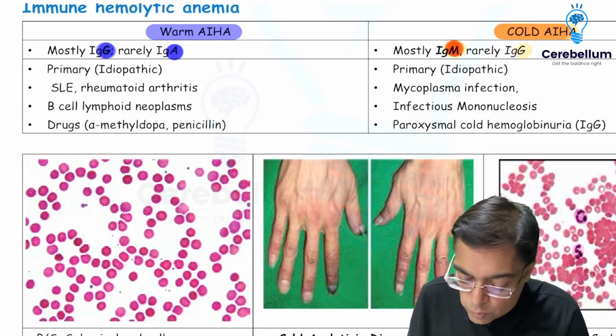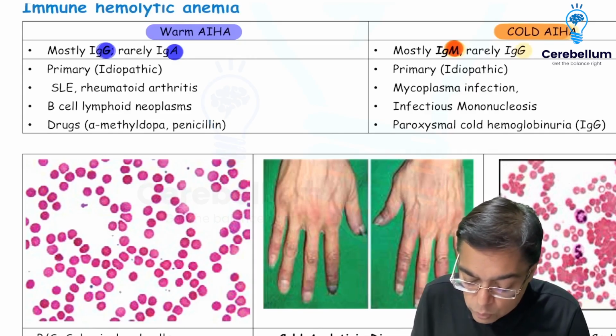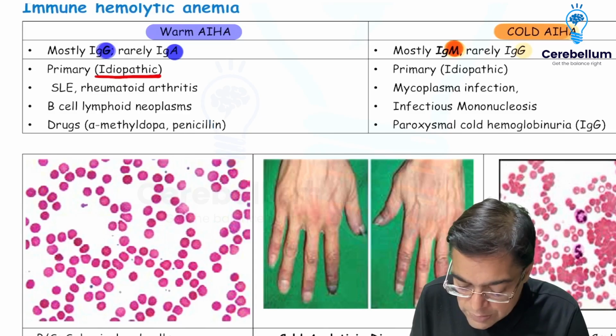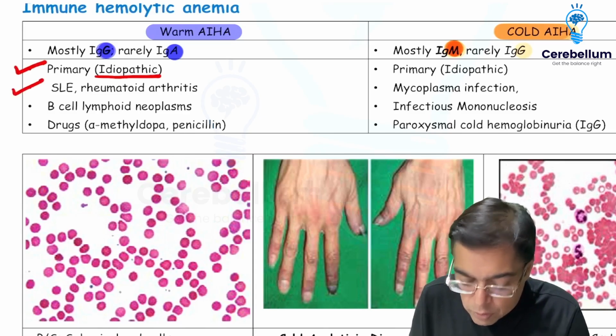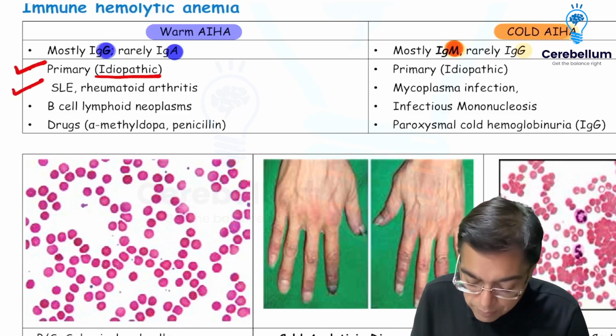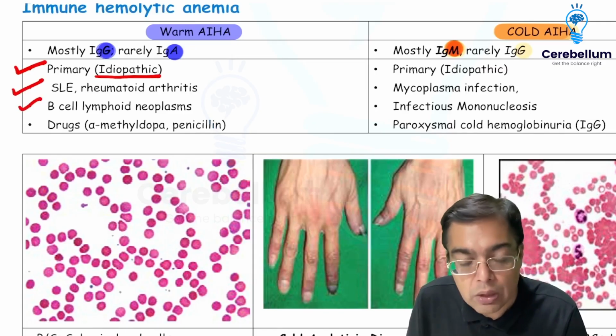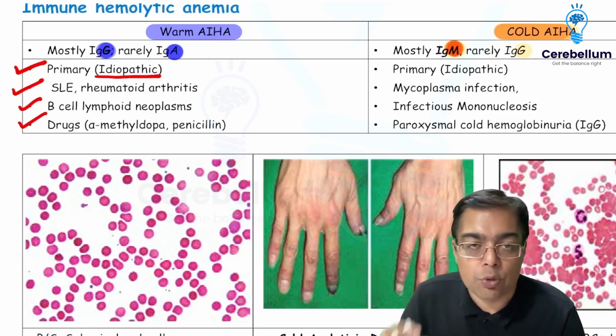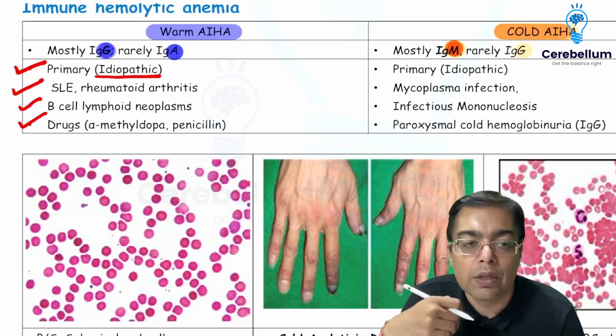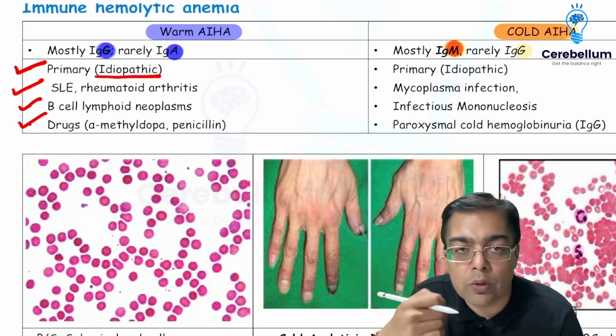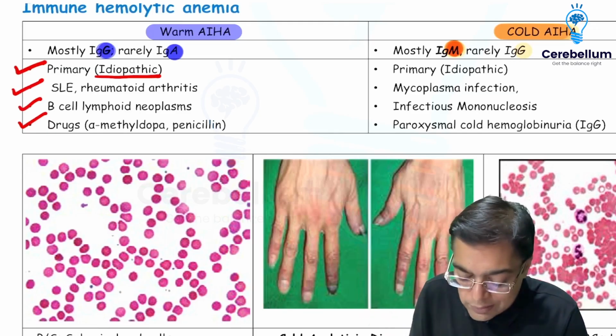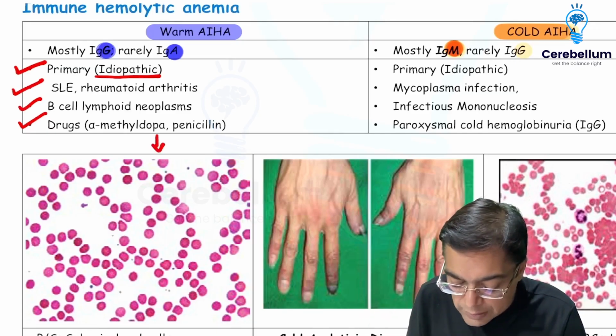Conditions which are associated with warm autoimmune hemolytic anemia can include, sometimes we do not know the cause, so that is idiopathic. Sometimes it can be because of autoimmune disorders like SLE, or it can be seen in case of cancers like CLL, or it can be because of drug exposure like alpha-methyldopa and penicillin. So patients are going to have a history of alpha-methyldopa intake or penicillin intake, or patients are known cases of CLL, and then they are going to have antibody formation.